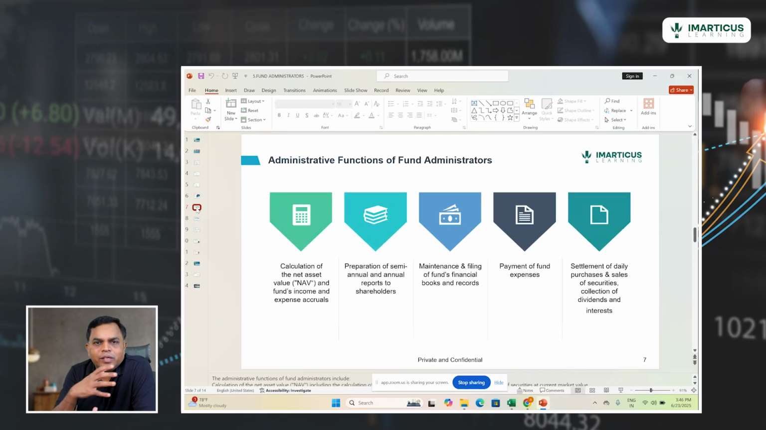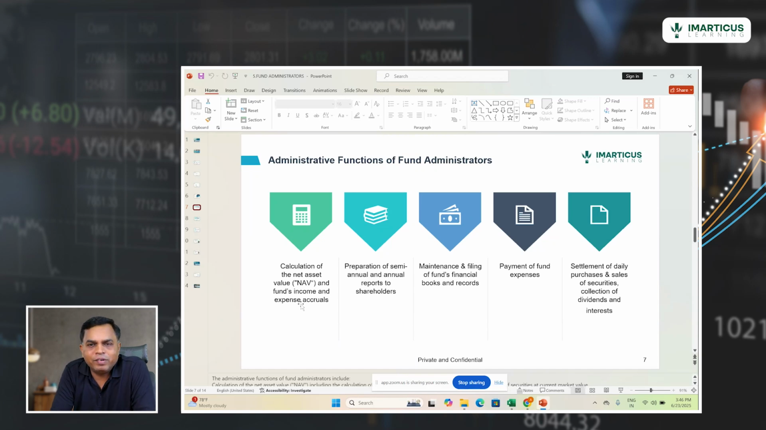Now, let's look in detail at the administration functions of a fund administrator. First, a fund administrator is responsible for calculation of net asset value. Net asset value, which is also known as NAV, basically talks about the per unit price of a fund.